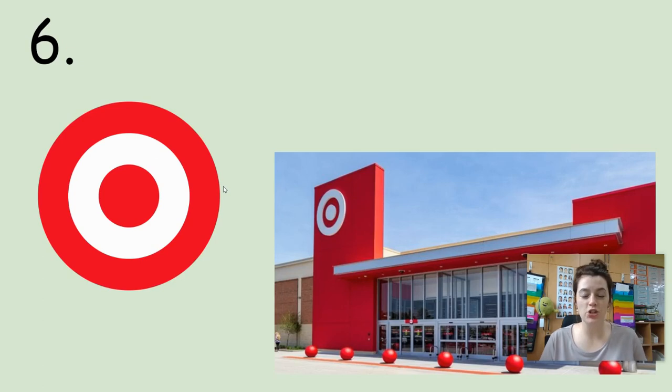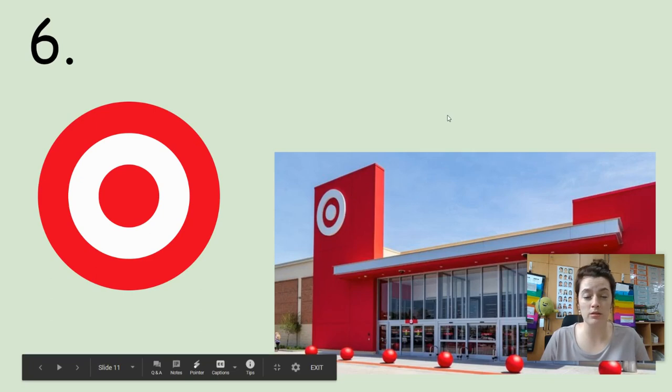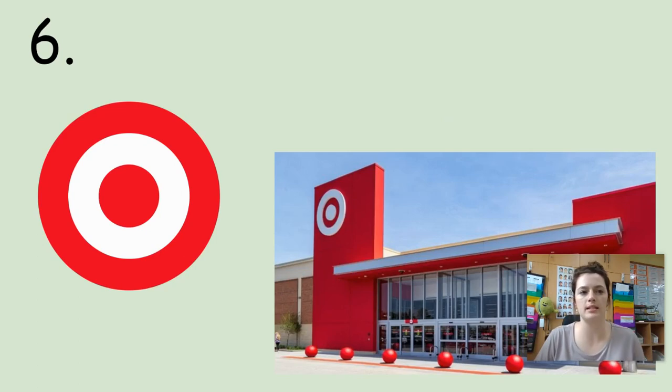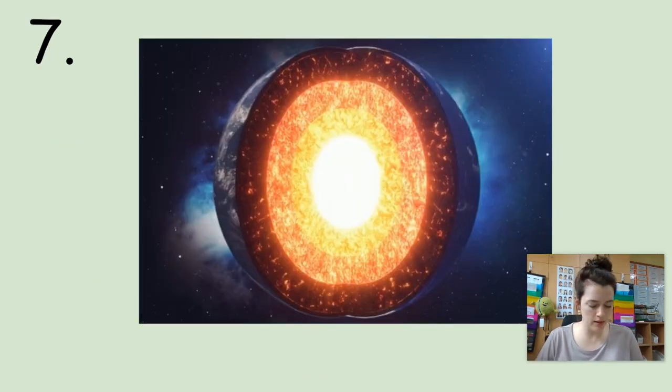Number 6, target. Target. There's a really famous store in America called Target, and it's also something you can shoot arrows at. Number 7, core. Core. This is a picture of the center or the core of the earth.